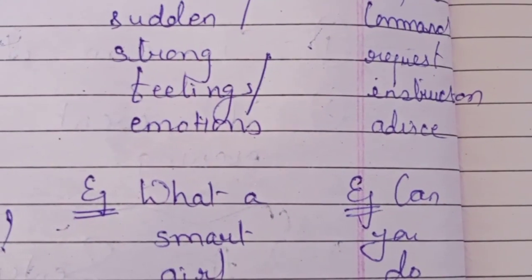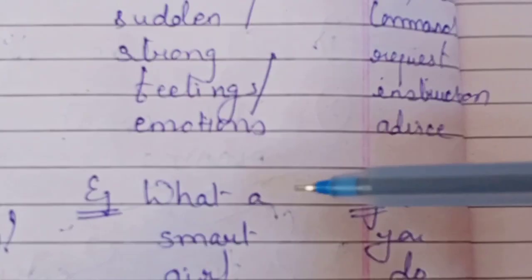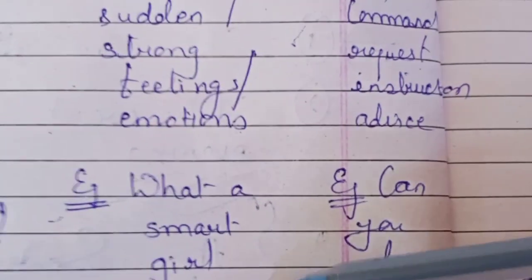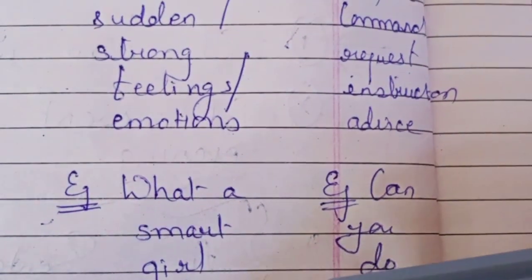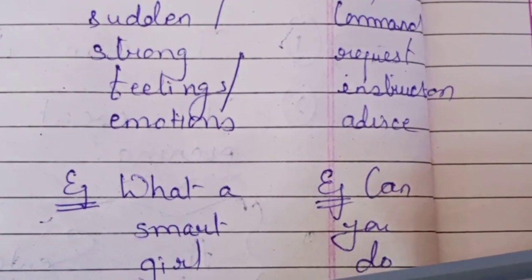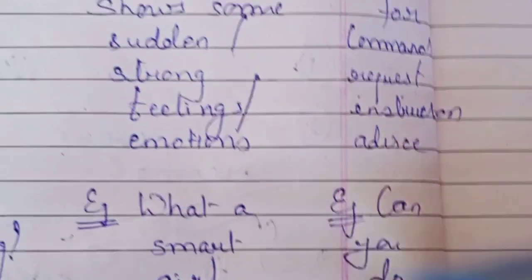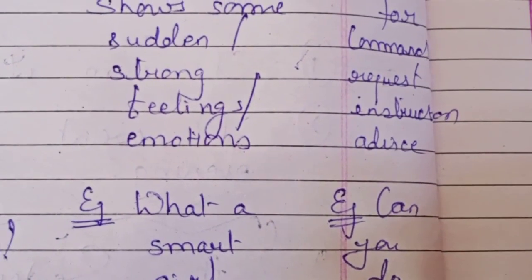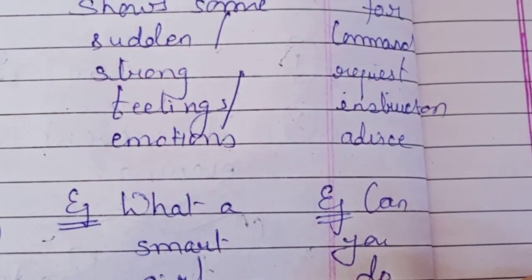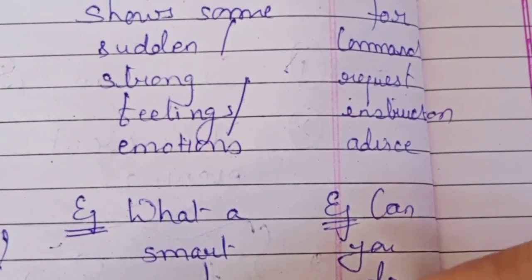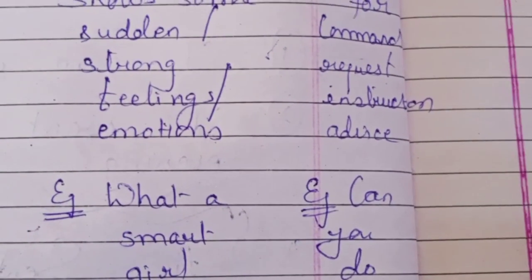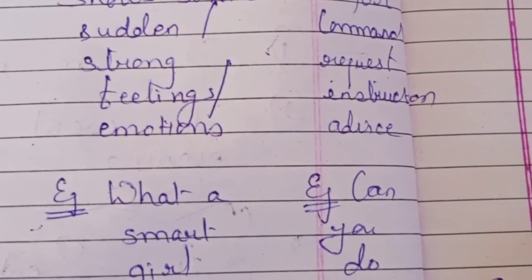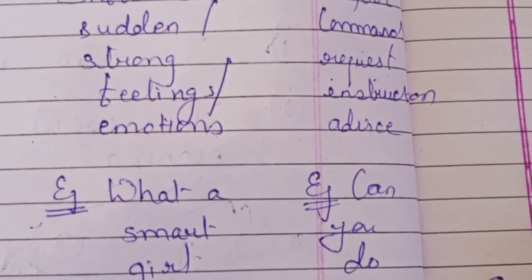Let's read the examples given here. What a smart girl she is! At the end of the sentence, an exclamation mark, and it starts with a capital letter. Wow! This is awesome! Here I have put an exclamation mark. We can say, hooray, we won the match.